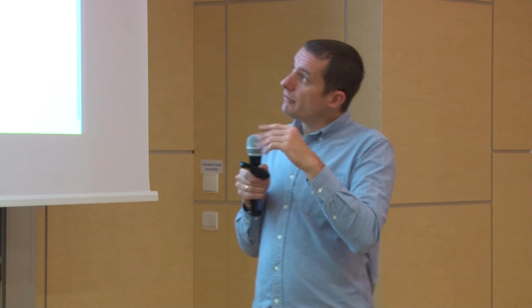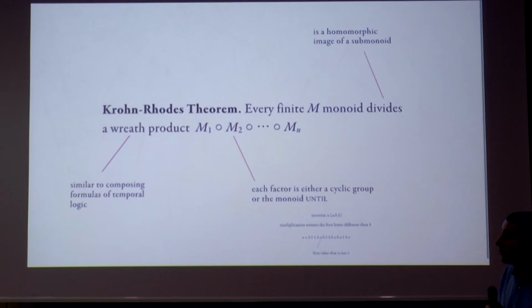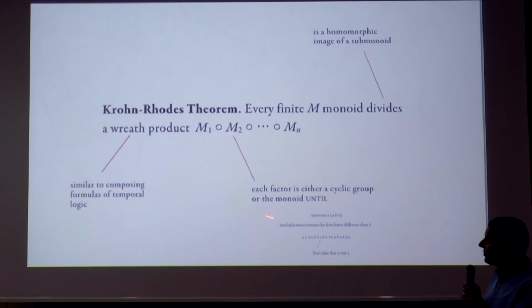And then the theorem stated in the automaton way says that every finite automaton, deterministic finite automaton, can be simulated by a composition in this sense of several layers, such that each small automaton used is either a group automaton or this until automaton. The Krohn-Rhodes theorem says more. It says not only is this true, but every brick that you use, which is of these two types, was originally found in your monoid to begin with. In particular, if your monoid did not contain any groups, all of your bricks are going to be until bricks.